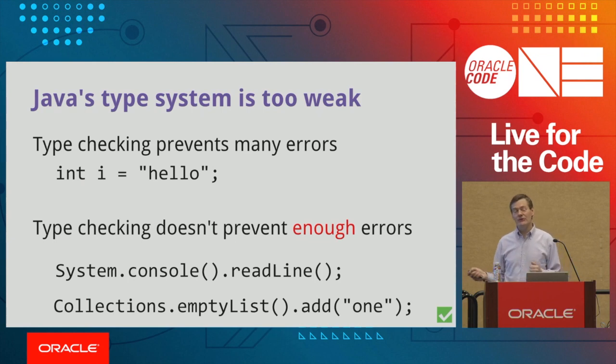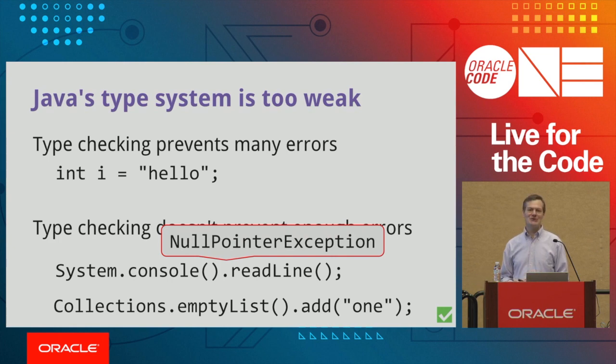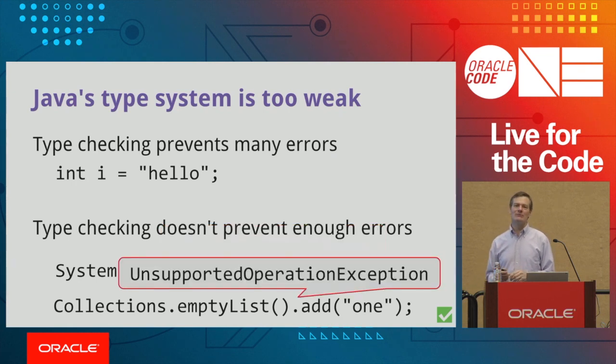There might not be a console. This will work every time on your dev machine. But then as soon as you deploy it onto something that's headless, then it will fail. In fact, you'll get a null pointer exception right here. What about the second one? Yeah, the Collections.emptyList gives you an empty collection that's immutable, and so you get an unsupported operation exception, which the compiler should have told you about, but it didn't.